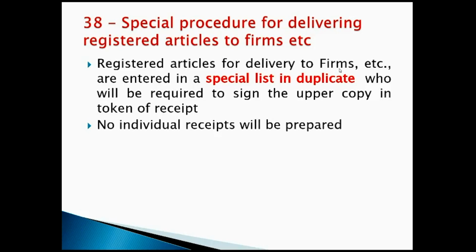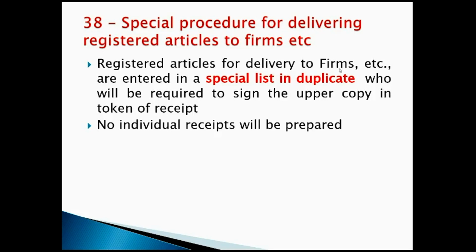The one who receives the list of a bundle of articles will sign the upper copy as a token of receipt, and the articles along with the second copy, that is the lower copy, will be delivered to such institution or firm. No individual receipts will be prepared in these kinds of multiple letters to the same addressee.